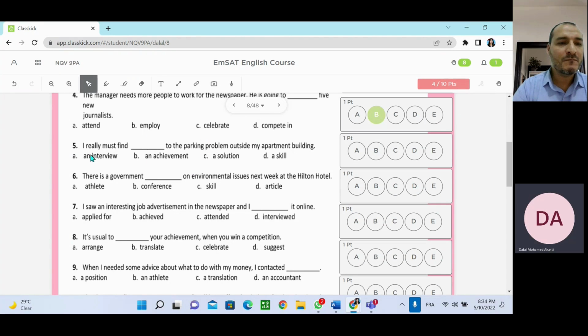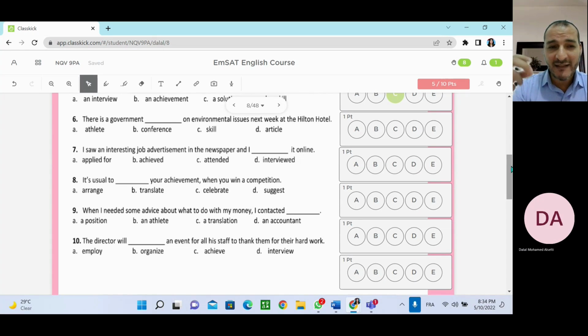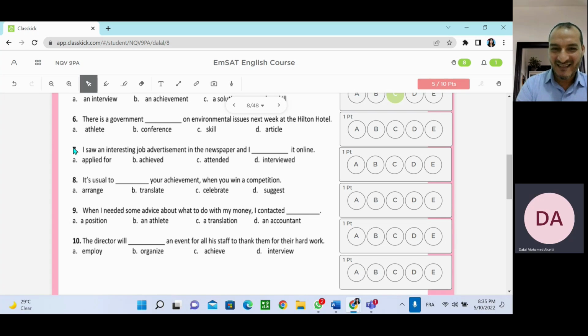I really must find a solution to the parking problem outside my apartment building. Find a solution to a problem. You see, all that we are doing here is trying to find the answer according to the clues in the sentence itself. Clues means words around, signal words, which tell us which choice is correct. For example, employ new staff, new people. Employ means hire. We also say find a solution to a problem, because there's the word problem. These are called clues.